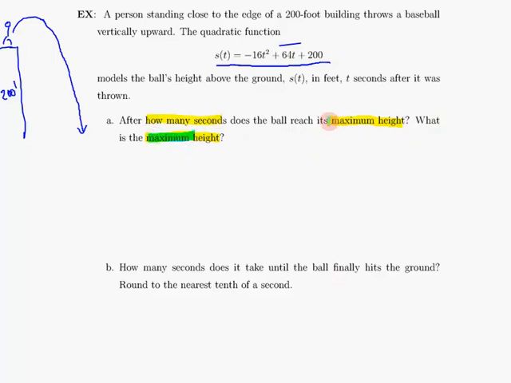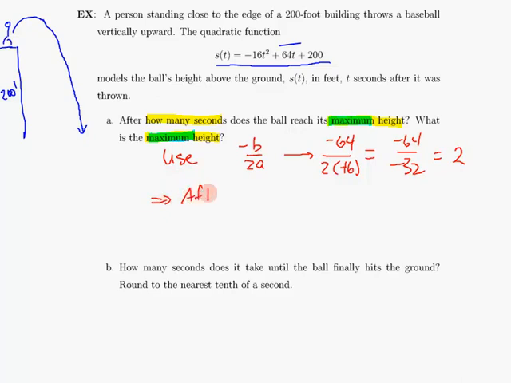That word maximum is the clue, right? Pay attention to that. That gives you the clue, the key word that tells you we're going to be looking for the vertex. So we're going to use negative b over 2a to find that, right? In our case, that's going to be negative 64 over 2 times negative 16. Okay, negative 64 over negative 32 is 2, which means after 2 seconds, it reaches the max.